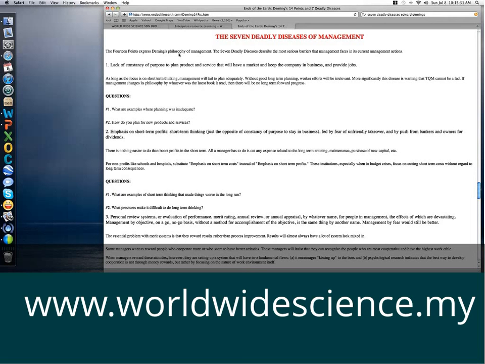As long as the focus is on short-term thinking, management will fail to produce a plan accordingly. Without good long-term planning, workers' efforts will be irrelevant. And more significantly, this disease is warning that total quality management cannot be fed if management changes its policy, whatever was the latest book it read, then there will be no long-term forward progress. That happens in a lot of companies that are not doing well. They're changing their long-term plans all the time, because they don't have any long-term plans. They just have short-term plans.